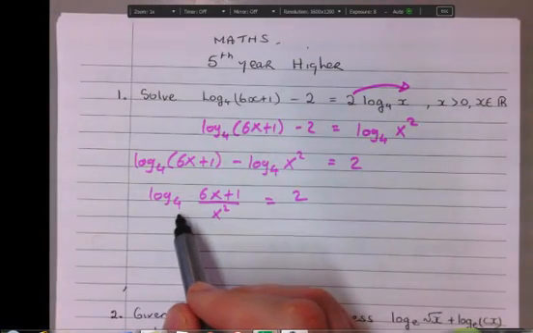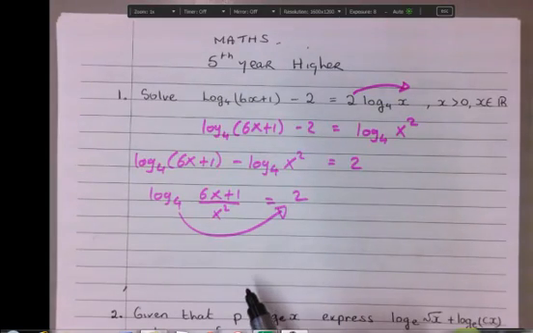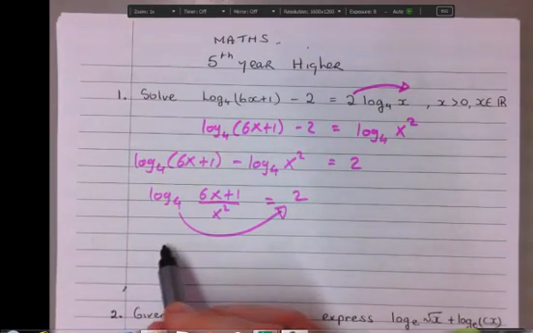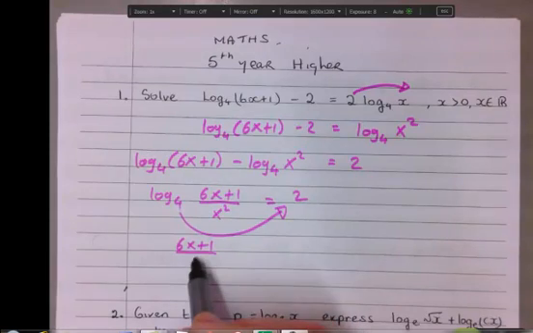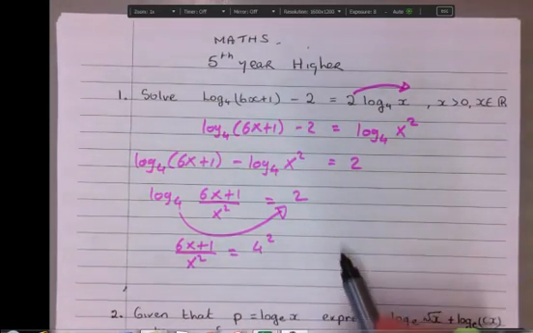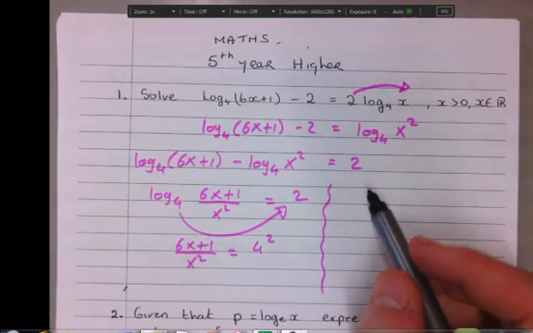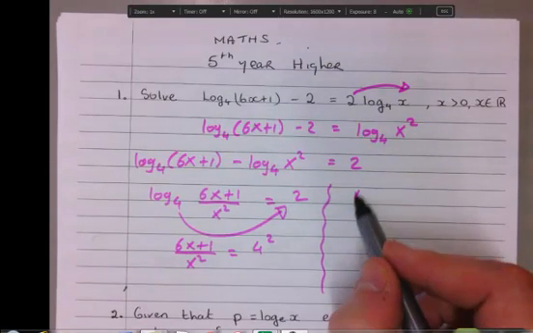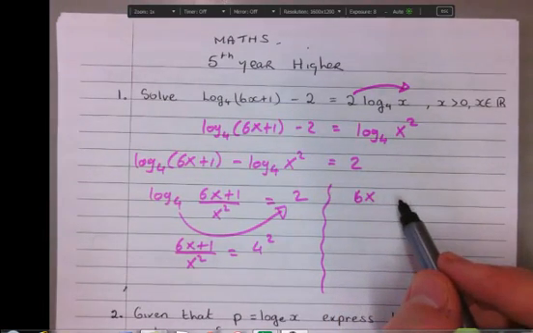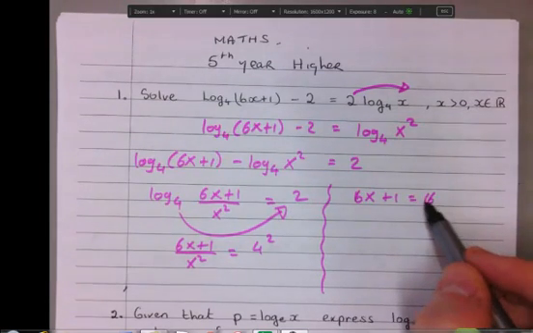Now, using my first law of logs, I can take that base and it'll give that 2 a little kick. So we've seen this done in class. So (6x + 1) over x squared is equal to 4 to the power of 2. I'm going to create a little bit of space for myself. You'll end up with 6x + 1 is equal to 16x squared.